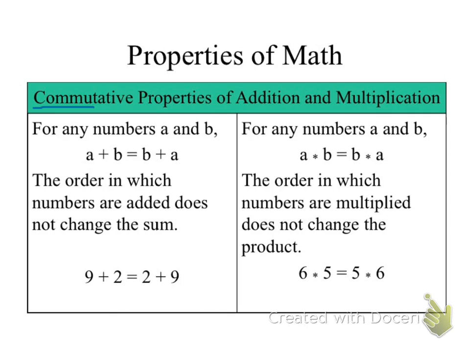Louis. So for math, what that means is the numbers or the variables change places, but it doesn't change the sum or the product. So for addition, A plus B is equal to B plus A. Notice how they've moved around or commuted around the addition sign on the left, and they've commuted around the multiplication sign on the right.